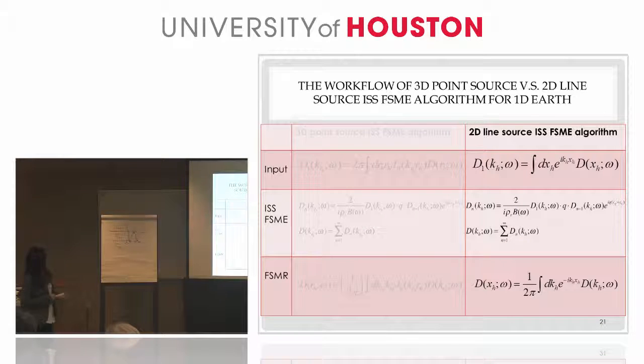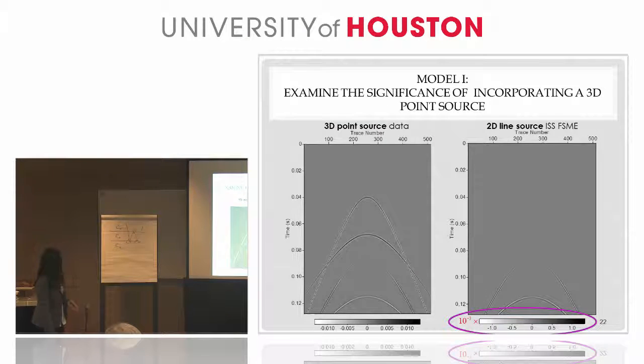Next, let's take a look. What if we apply a 2D line source free surface multiple attenuation algorithm on our 3D point source data, which means we mismatch the source dimension in the algorithm and the data? What will we get? Okay, we get the prediction shown in the right panel here. Please notice that to make this result visible, we use a different scale for these two figures.